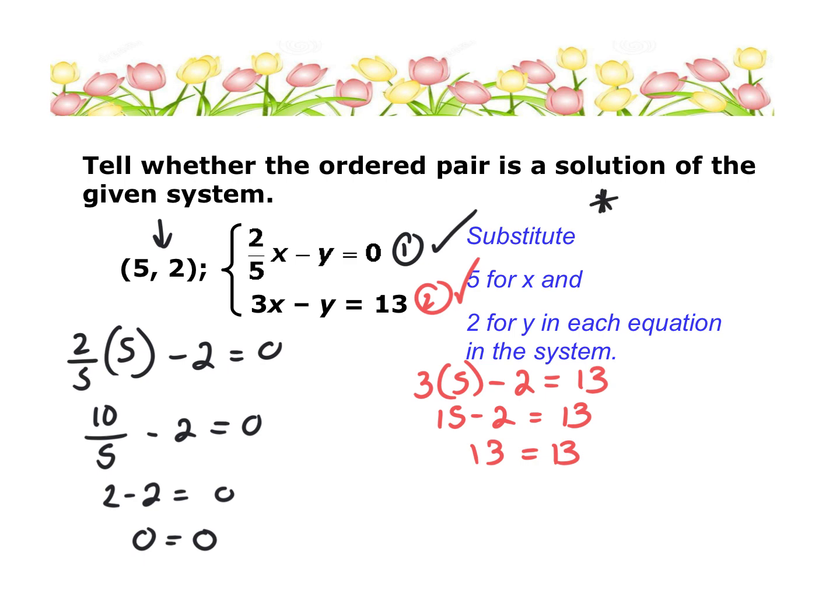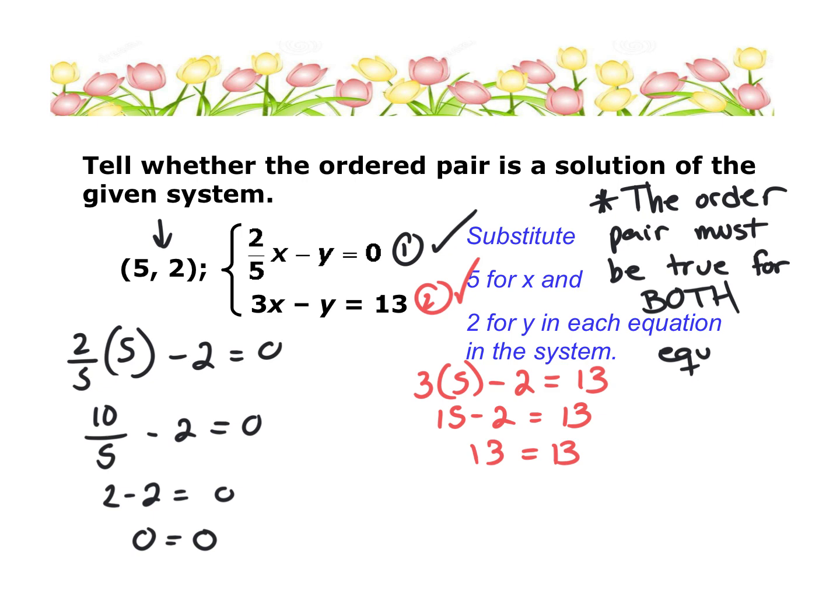Now, key part, guys. The ordered pair must be true for both equations. So what does this mean? If for some reason one of them doesn't work and it's the first one you plugged in, you don't have to keep going because it's not going to be a solution to the 2 lines or to the 2 equations. So if it's true in one, it has to be true in the other for this system to be a true solution.